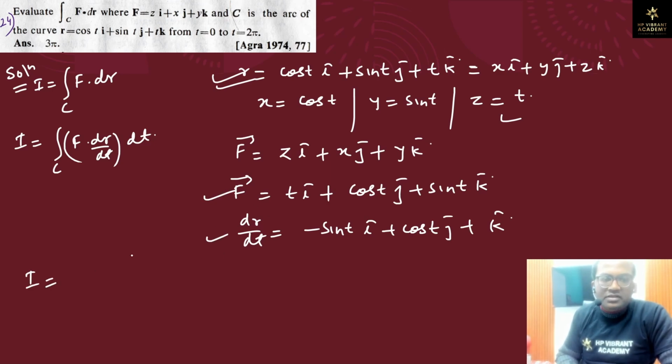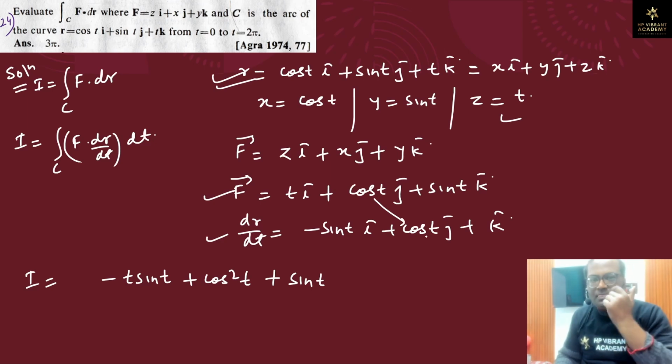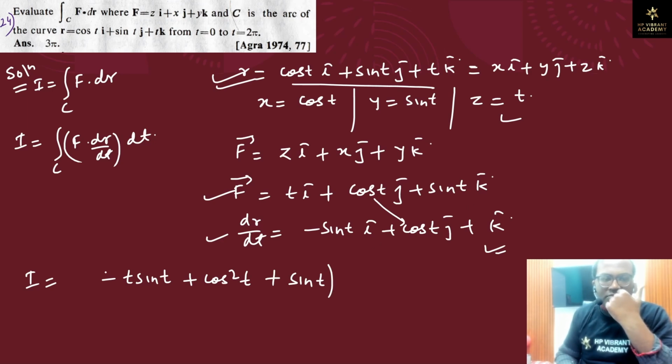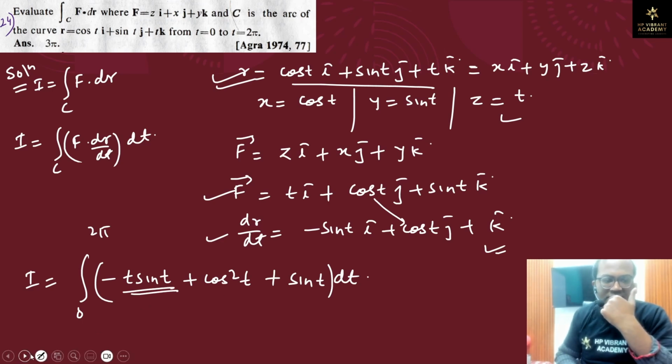So we have the value of I as f dot dr upon dt, which is minus t sin t plus cos square t plus sin t, into dt, and the value of t varies from 0 to 2 pi. Let us integrate this by parts.